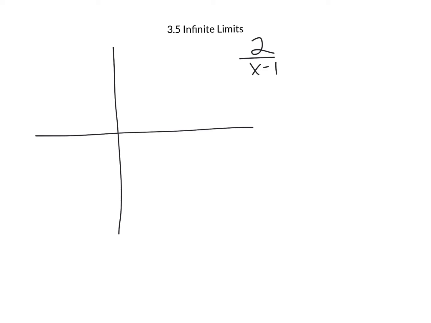All right, 3.5, infinite limits. So let's say we have a graph. Let's say it's 2 over x minus 1, and it's the limit as x approaches 1. Okay, so at 1, as we're going to be talking about over and over again, something that you've learned in the past, and that's vertical asymptotes.